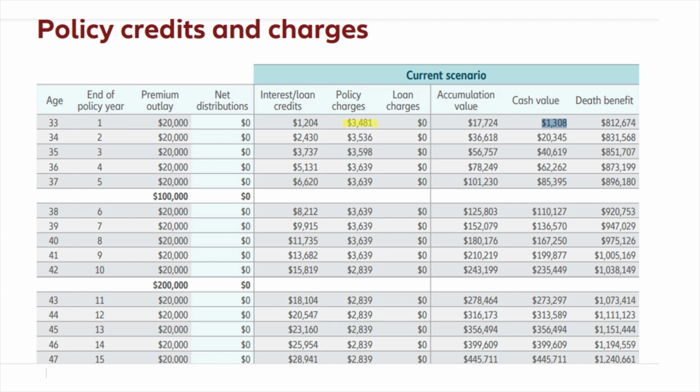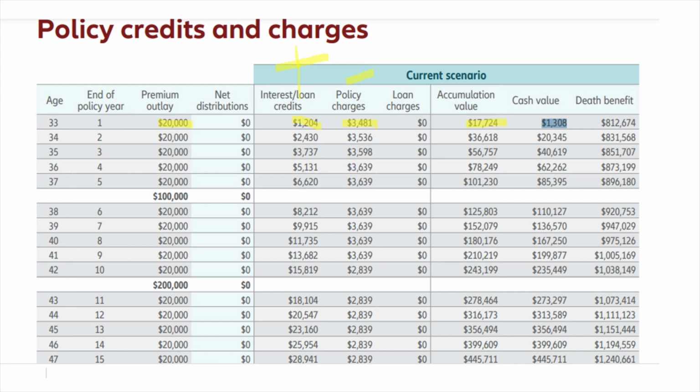But look what happened. Interest, loan, and credits. So this $1,204 actually came because our $20,000 less the fees times 6% compounded actually gave us a positive interest of $1,204, okay, less our policy charges. We're going to ignore loan charges here. That gives us an accumulation value of $17,724.